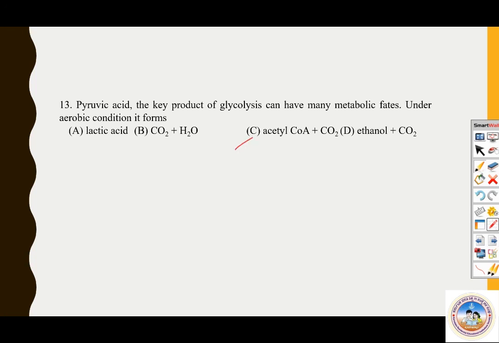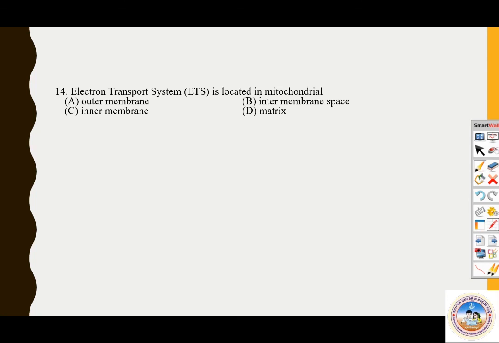14th one. ETS is located in mitochondria. We did even the membrane diagram earlier. Yes or no? So tell me, what is it? Outer membrane or inner membrane? Tell me, children. Obviously, it is nothing but your inner membrane. That is your C, the option.